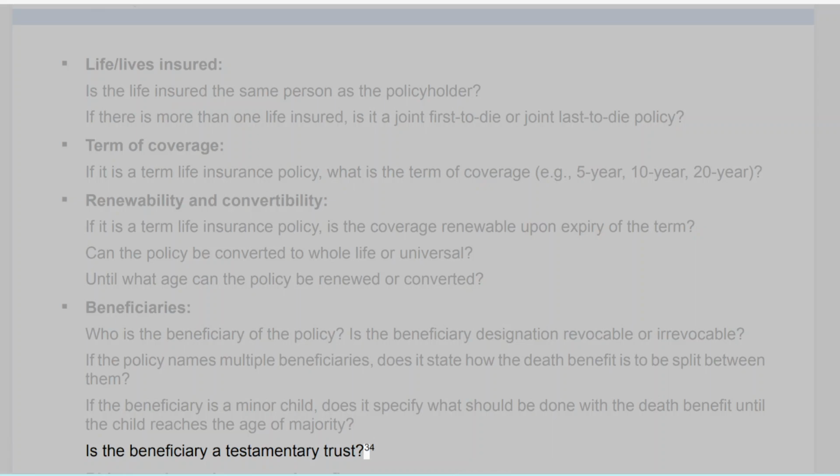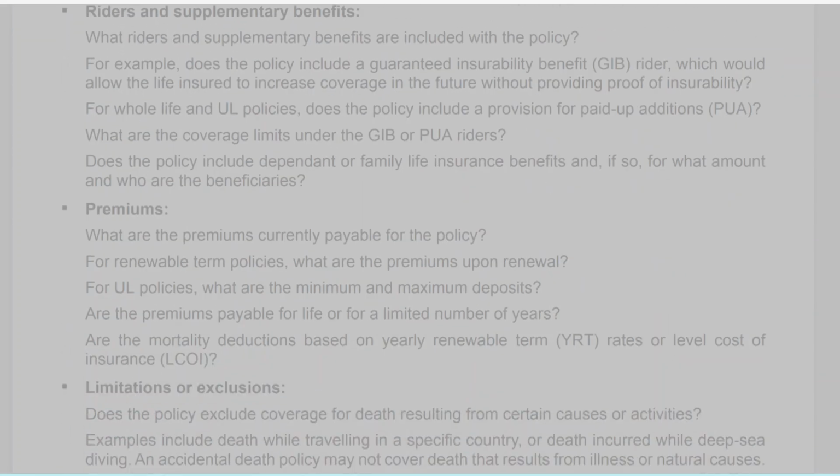Riders and supplementary benefits. What riders and supplementary benefits are included with the policy? For example, does the policy include a guaranteed insurability benefit, GIB, rider, which would allow the life insured to increase coverage in the future without providing proof of insurability? For whole life and UL policies, does the policy include a provision for paid-up additions, PUA? What are the coverage limits under the GIB or PUA riders? Does the policy include dependent or family life insurance benefits and, if so, for what amount and who are the beneficiaries?